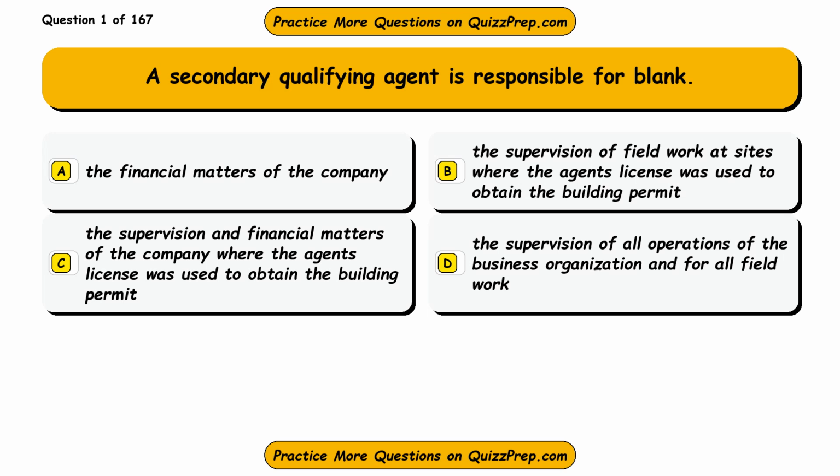Question 1. A secondary qualifying agent is responsible for blank. Option A, the financial matters of the company. Option B, the supervision of field work at sites where the agent's license was used to obtain the building permit. Option C, the supervision and financial matters of the company where the agent's license was used to obtain the building permit. Option D, the supervision of all operations of the business organization and for all field work.